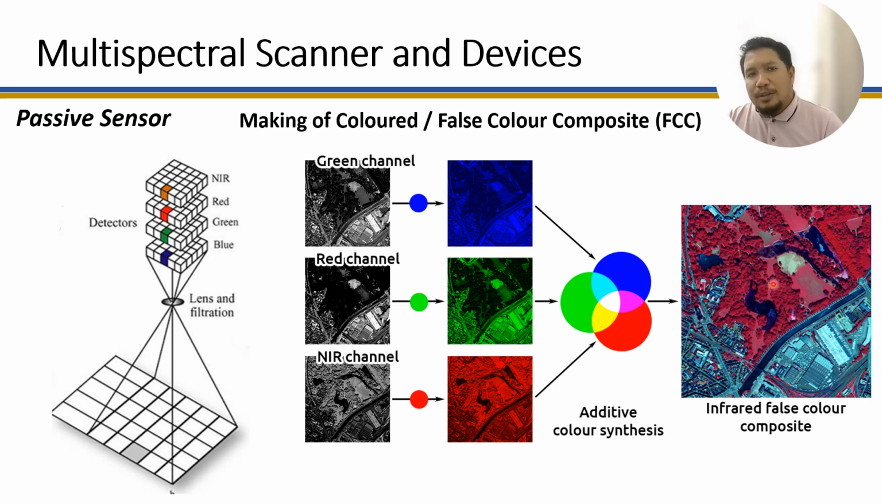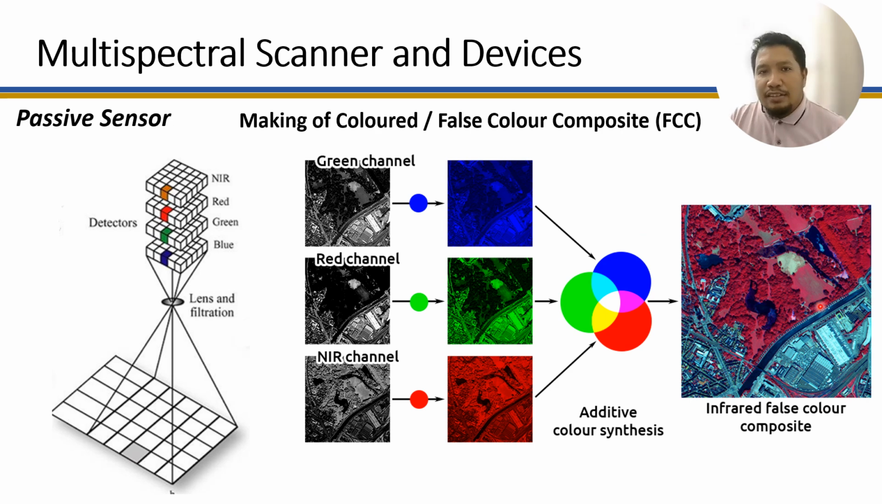In this image, we can see that the individual grayscale images represent the NIR, red and green channels. The color wheels demonstrate how these three primary colors, red, green, and blue, can be combined to produce different colors. So the final infrared false color composite image shows the result of combining those color-assigned bands.